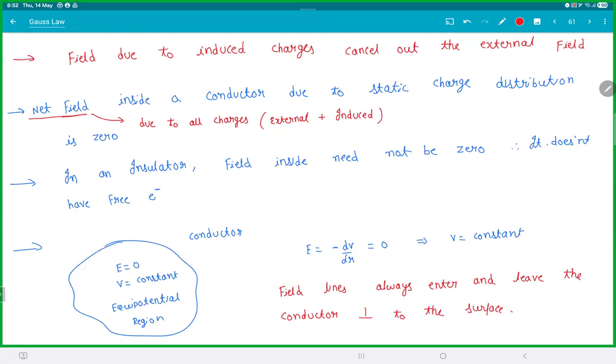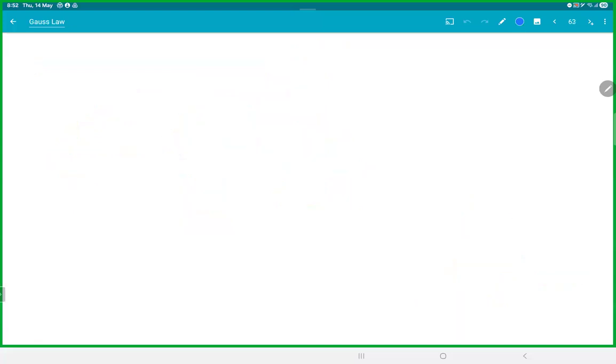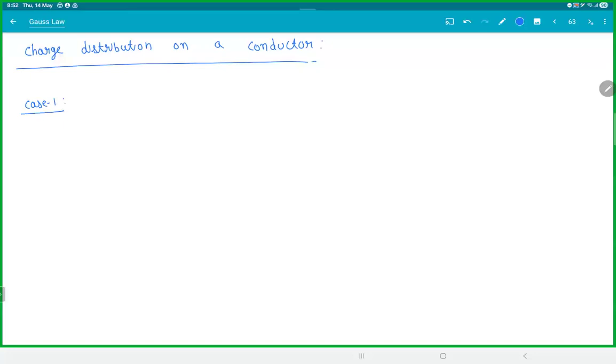This is for a static charge distribution. So we'll play with that only. That statement you have to be convinced and you should be sure about it. Now using that, let's go ahead. Let's see a few cases, and from there I think we can work on it. So if I give a charge on a conductor, how does that work? Case one. So we'll take different cases and we'll see how it works.